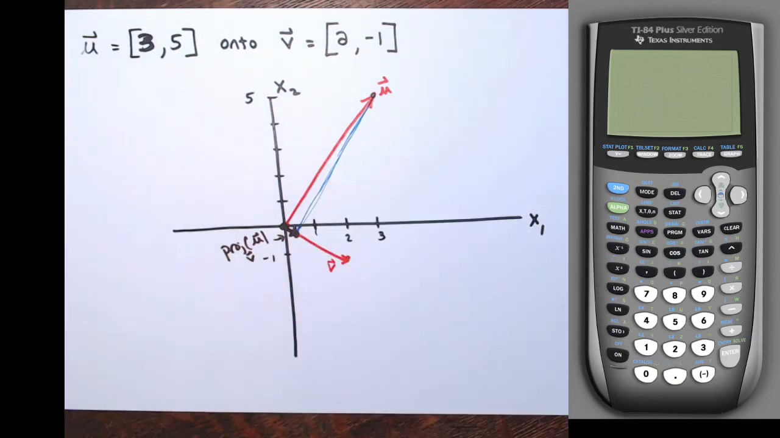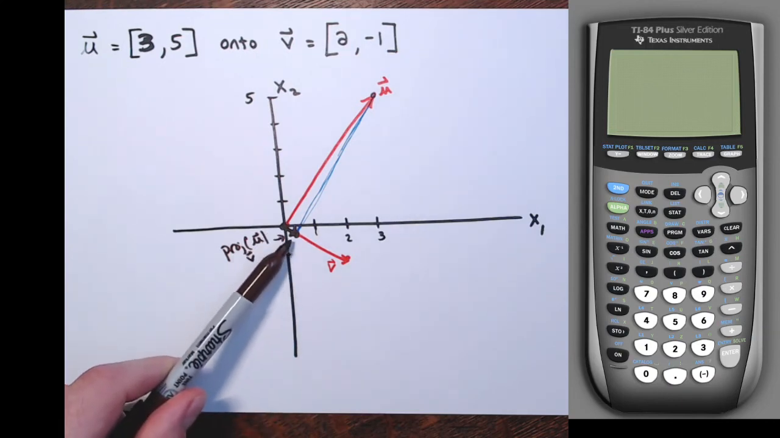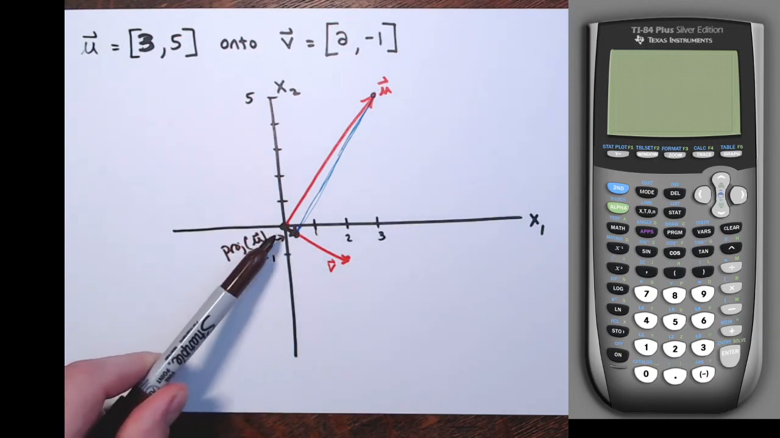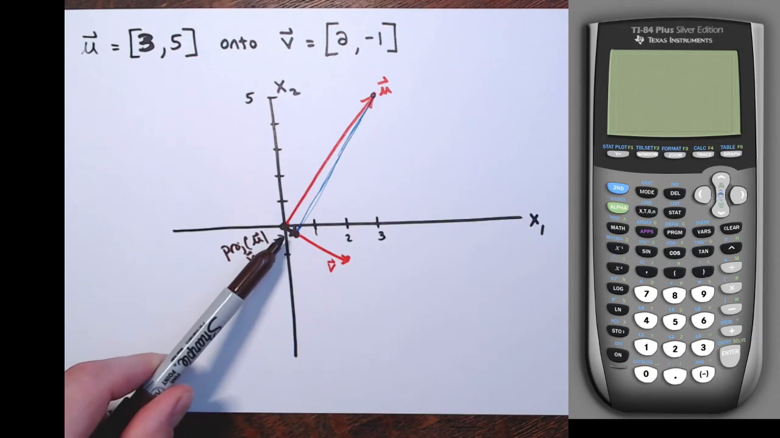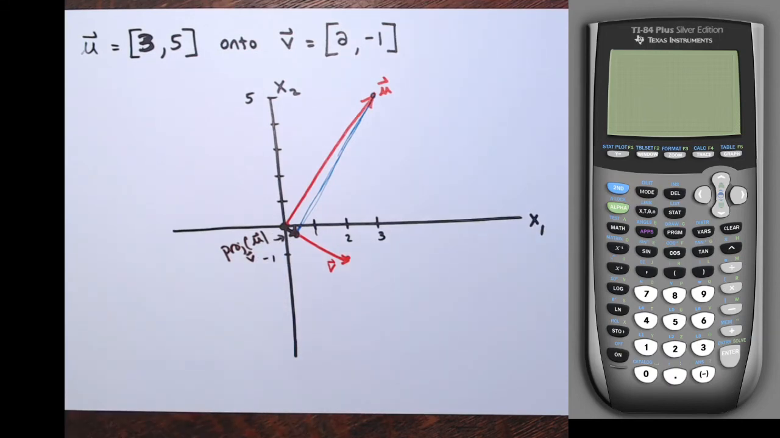It's kind of a crappy drawing, but based on this drawing, it looks like my projection vector has components less than 1 and less than 1, right? 1 unit right and 1 unit down. All right. Well, we'll see.